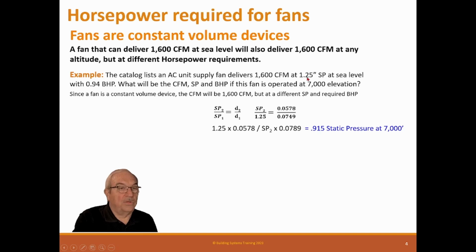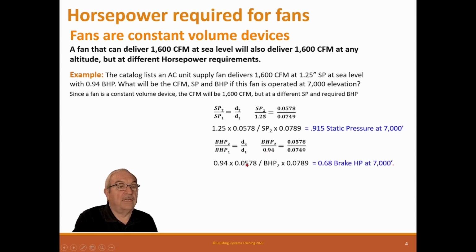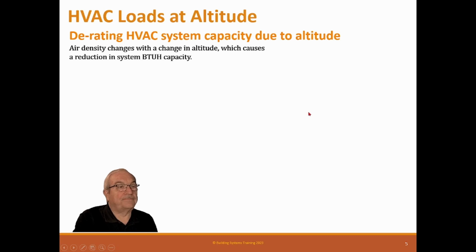So you can see it was 1.25 inch, now it's down to 0.9. So the static pressure has dropped. Now brake horsepower 2 over brake horsepower 1 equals density 2 over density 1, and that equals 0.94 over that ratio. If you cross multiply again, you get 0.68 brake horsepower. It was 0.94, so now it's 0.68. So you can see that the horsepower is going down and the static pressure went down for that fan.